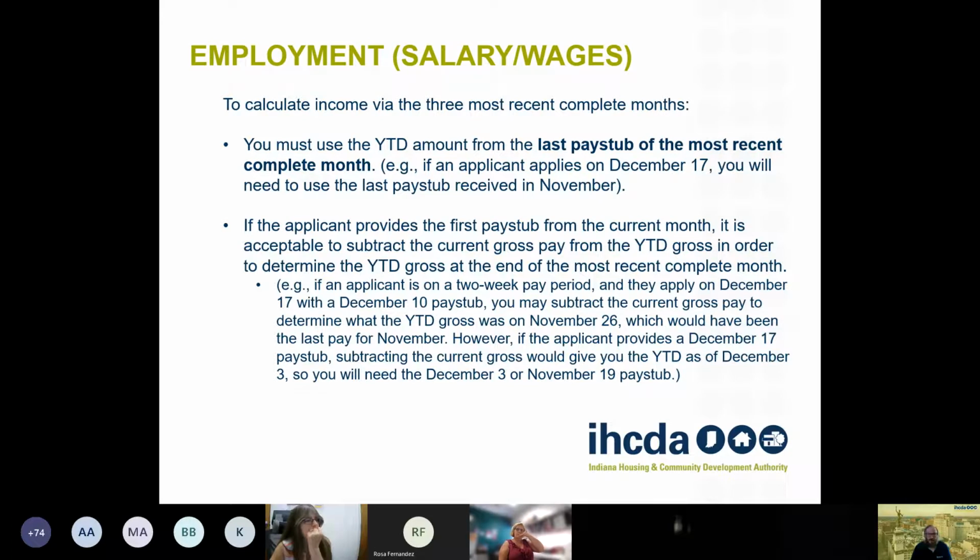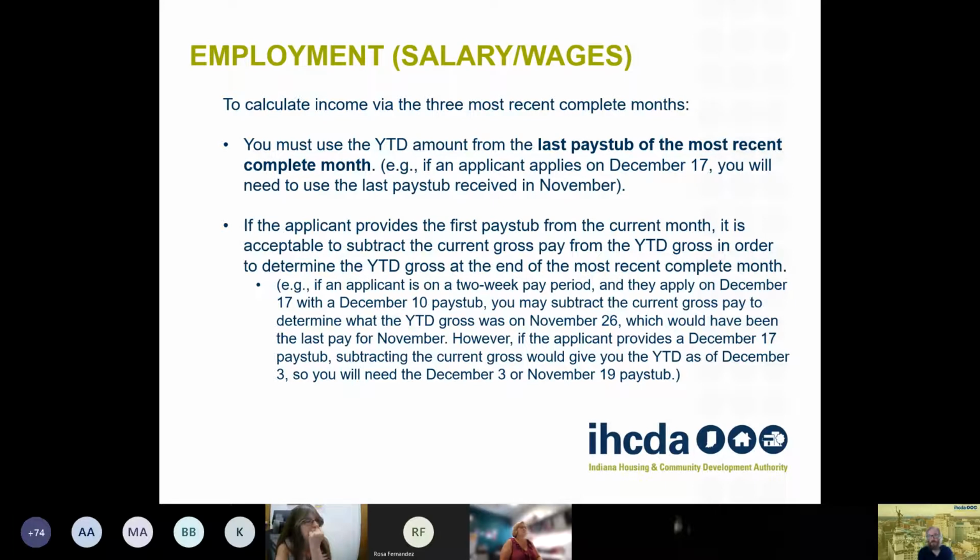So, for example, an applicant is on a 2-week pay period. They apply on December 10th or December 17th, and they supply you with a December 10th pay stub. So you have a year-to-date gross that tells you as of December 10th, here's what they had. At that point, you can subtract the current gross pay from that year-to-date gross as of December 10th, and that will give you the year-to-date gross as of November 26th, which would have been the last pay stub for November.